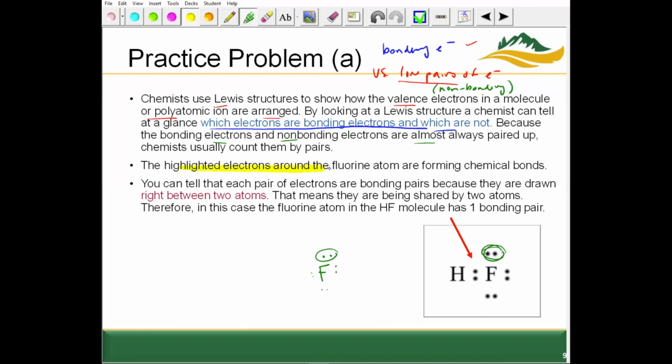So the highlighted electrons around the fluorine atom are forming chemical bonds. This highlighted pair is participating in a bond between hydrogen and fluorine. We can tell that each pair of electrons are bonding pairs because they're drawn right between two atoms. That means they are being shared by the two atoms to reach either a complete duet or a complete octet. So in this case, in HF, this is one bonding pair between H and F.